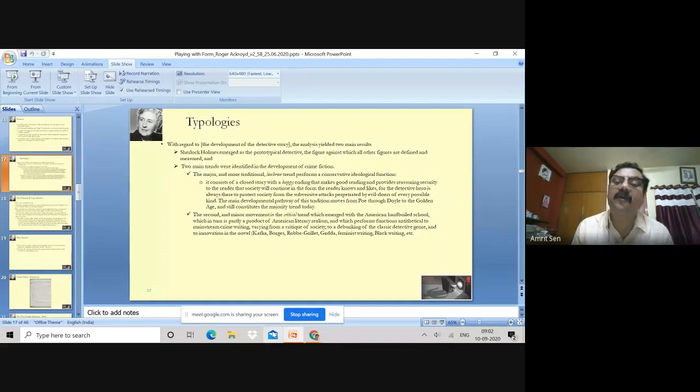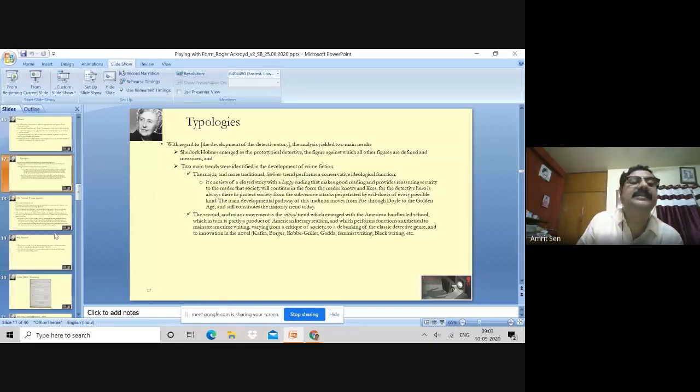We talked about the typologies also. The prototype typical detective would have been Sherlock Holmes, but we have two kinds. One is the classical whodunit, right, which is considered more traditional, lowbrow, performs a conservative ideological function. Everything turns out to be right at the end. A closed story with a happy ending that makes good reading and provides reassuring security to the reader that society will continue in the form the reader knows and likes. For the detective hero is always there to protect society from subversive attacks perpetrated by evildoers of every possible kind. This is the first, the classical whodunit.